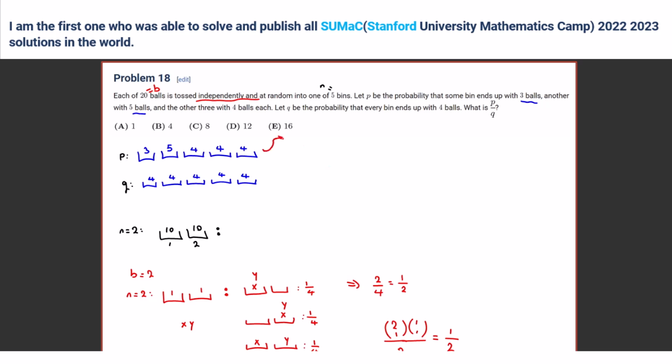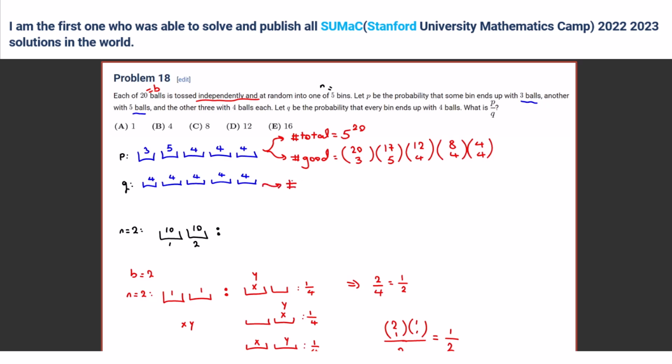Okay, can you tell me for this one, total number of cases is what? 5 to the 20. Exactly. Number of good cases will be what? 20 choose 3 times 17 choose 5 times 12 choose 4 and 8 choose 4 and then 4 choose 4. For not having careless mistakes, in the end, we should reach 4 choose 4, okay?